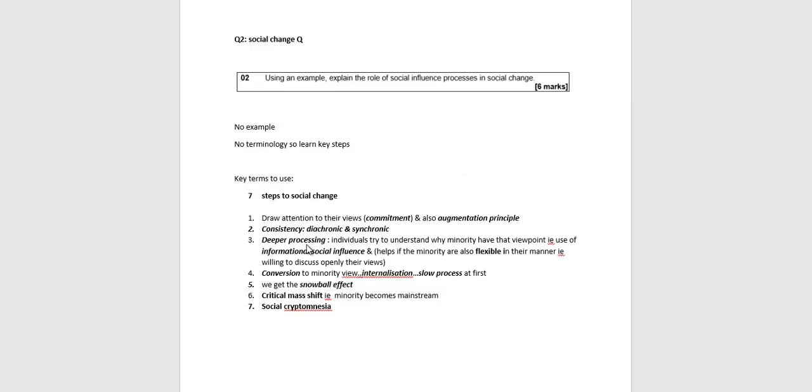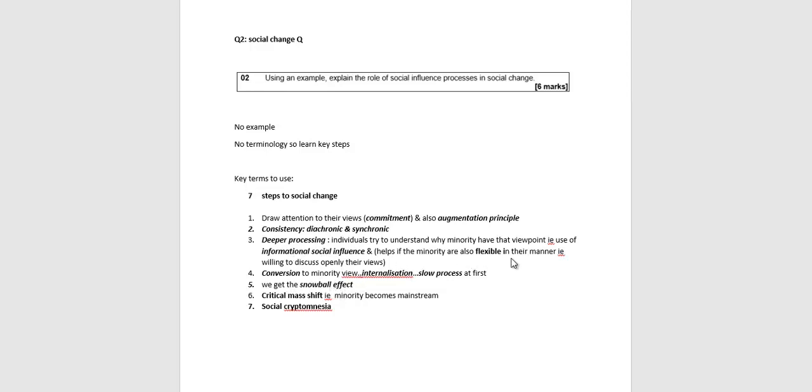You should be talking about deeper processing, right? So in other words, individuals try to understand why the minority maybe have that viewpoint. So bring in conversion here, that we are using informational social influence. People start to question and think, well, maybe they are right, the minority are right. And therefore, once they start to question it, they process it more deeply, in other words, trying to understand that point of view. And eventually, some of them will be converted, okay, to get that minority's view.